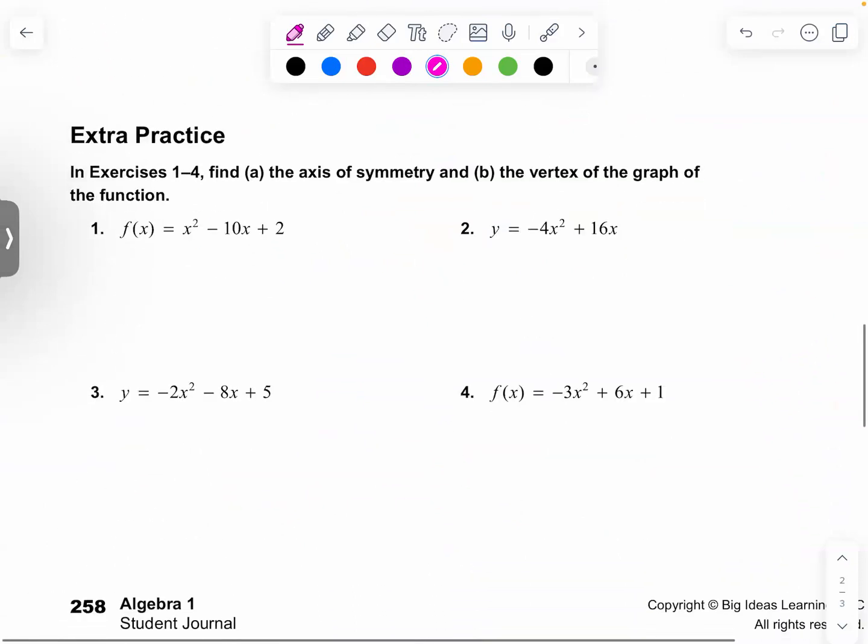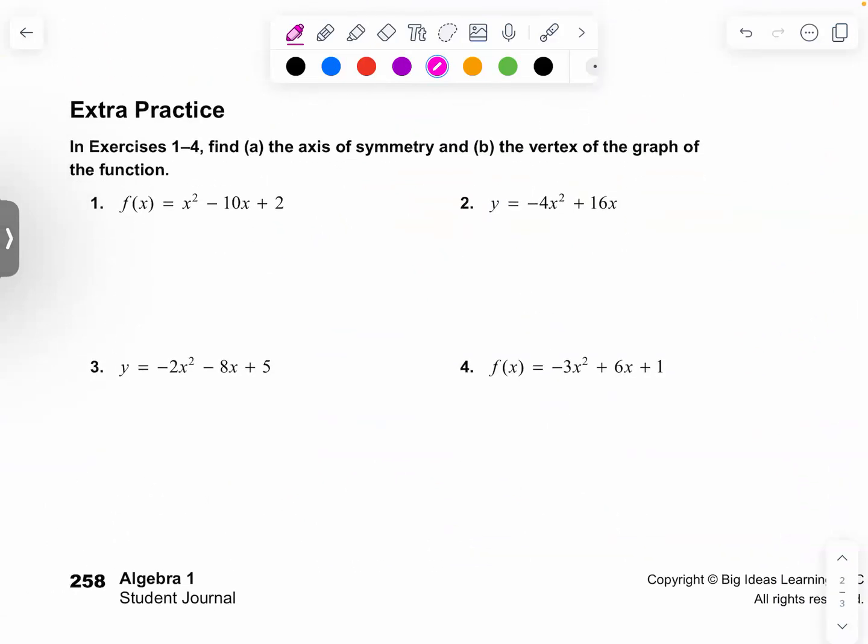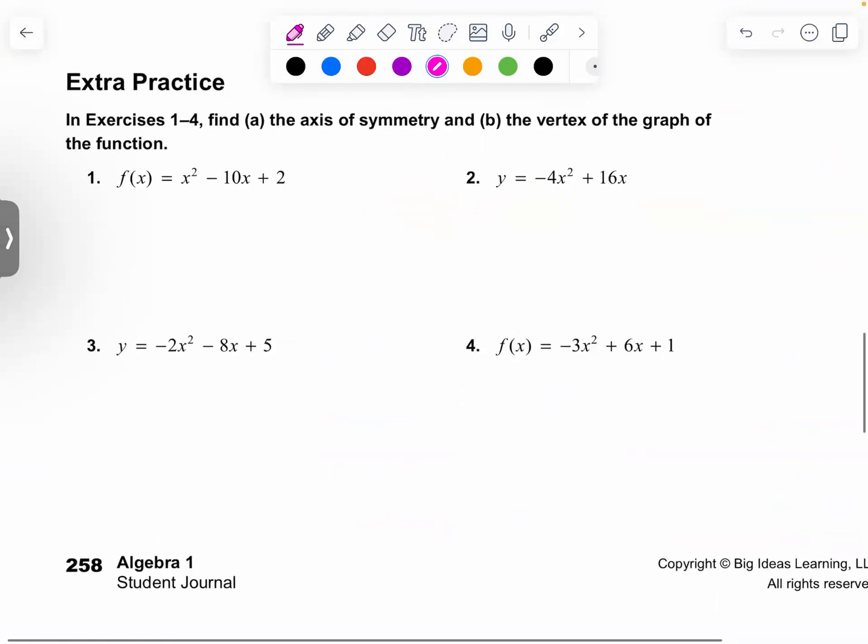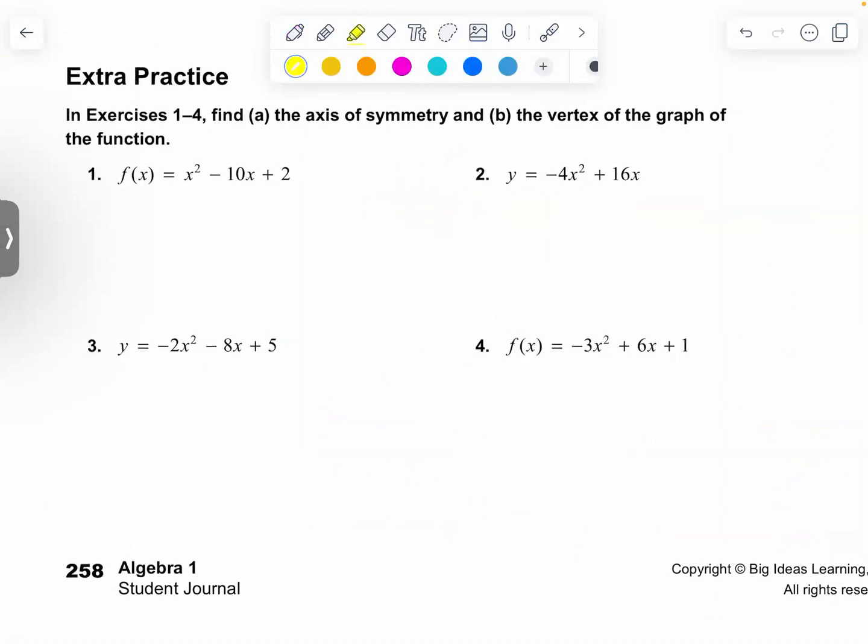Go ahead and turn the page. And what I would like you to do is I would like you and your elbow partner to find the vertex of this number 1 and this number 3.